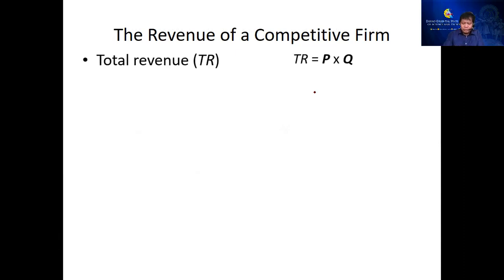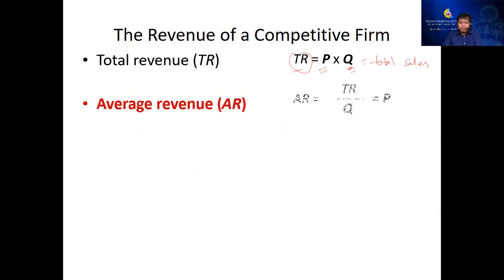Total revenue is the price times quantity, where P is the price per unit and Q is quantity. So how many items you sold, multiply by the price, and that is your total revenue or total sales. Now, this is total sales. The costs have not yet been subtracted. That's total sales.